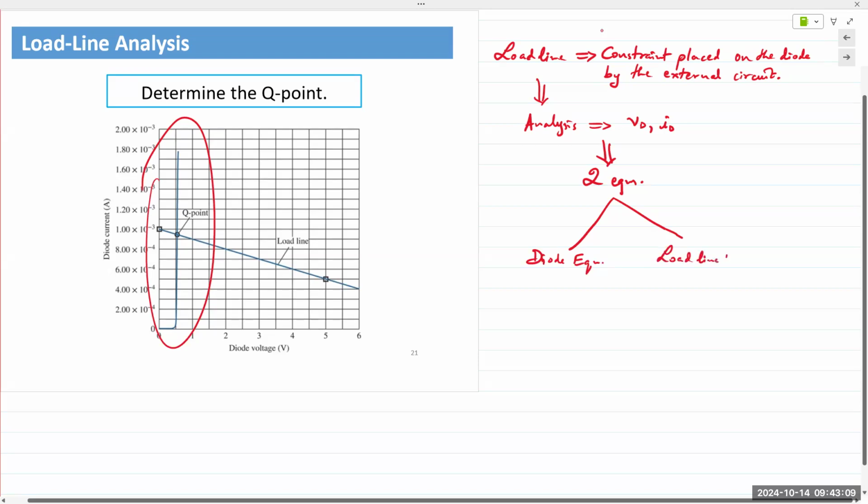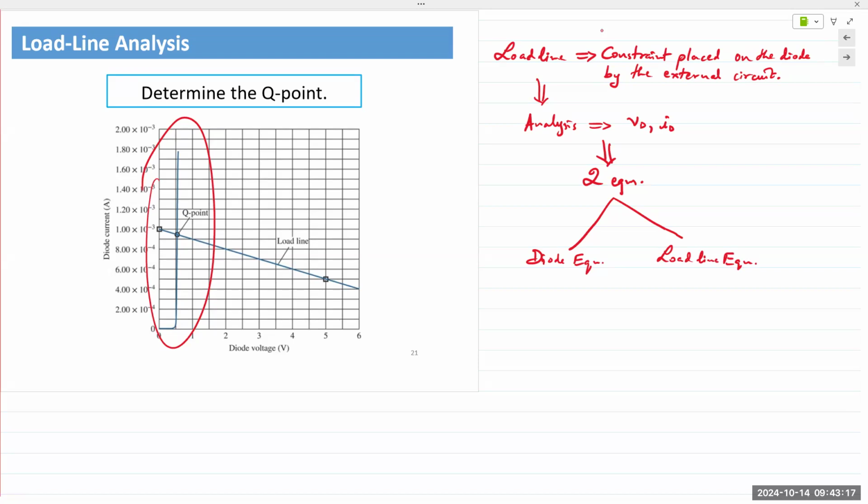This load line equation can be obtained by using any of our analysis techniques, meaning apply KVL, apply KCL, Ohm's law. It doesn't really matter how you obtain it. In this case, KVL makes the most sense, so we wrote a KVL expression.